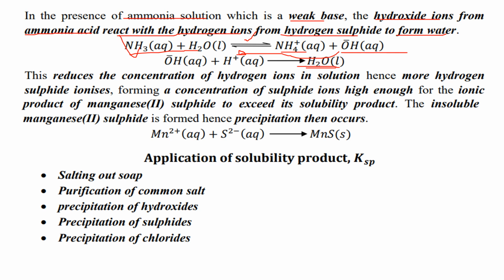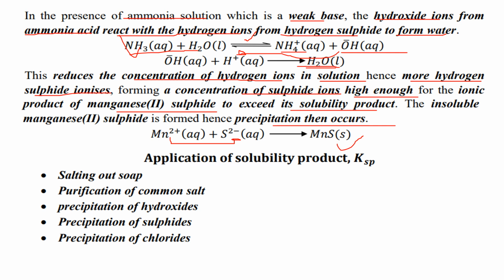Now here we are saying that this is going to reduce the concentration of hydrogen ions present in this solution. Hence, more of the hydrogen sulfide is going to ionize, forming a concentration of sulfide ions high enough for the ionic product of manganese sulfide to exceed its solubility product. And we say that once the ionic product exceeds the solubility product, precipitation always takes place. So manganese reacts with the sulfide ions that are formed to form manganese sulfide, which is a precipitate.